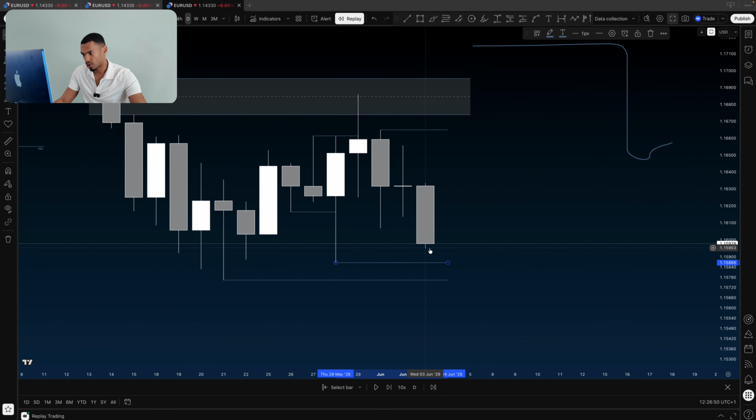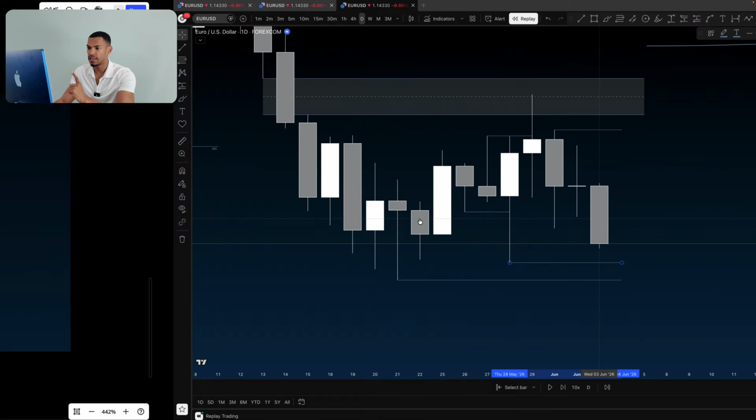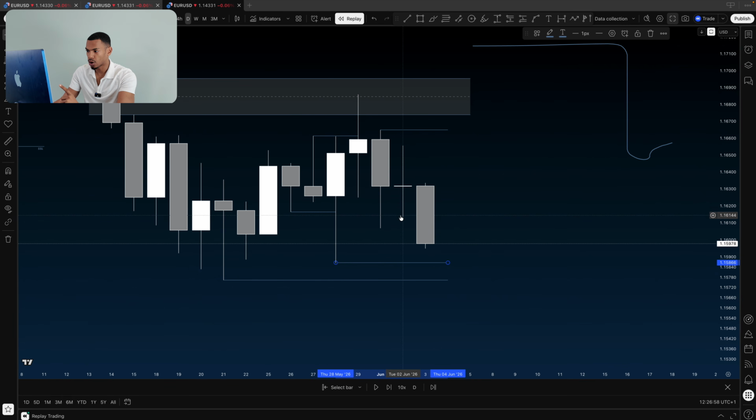Next day's draw on liquidity is this low and this low, along with the previous day's low, right? We expand, we body close, but this is the one that wasn't covered in the playbook, right? When we body close below a previous day's low like this, this is too close of a DOL. So these become your DOLs.